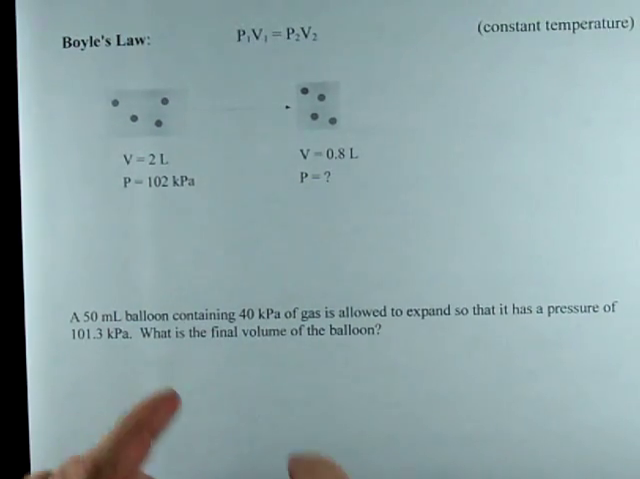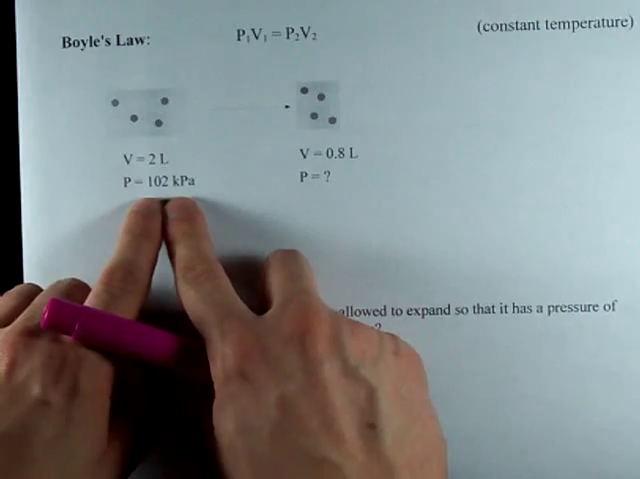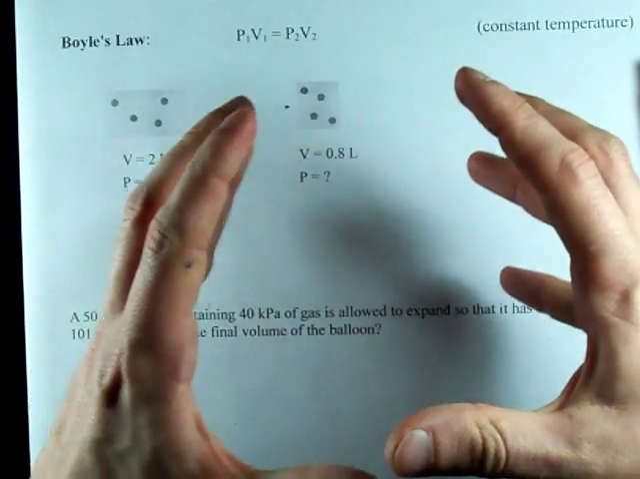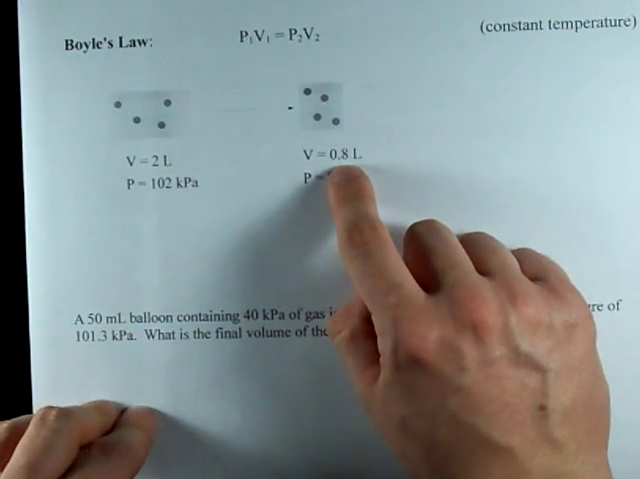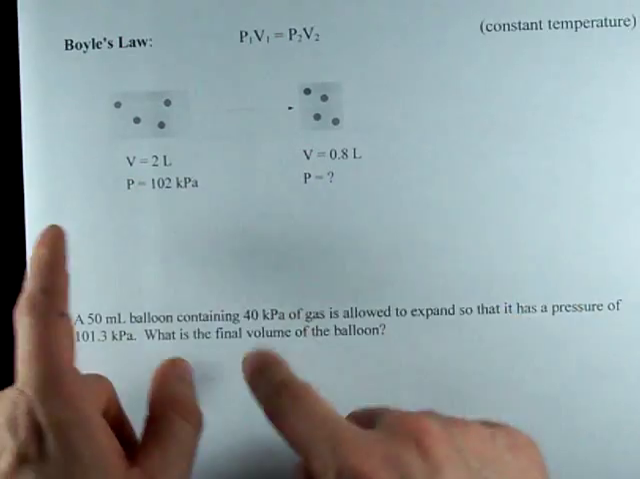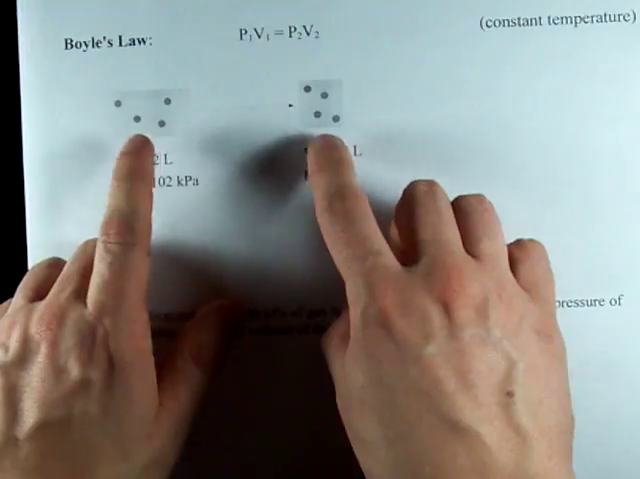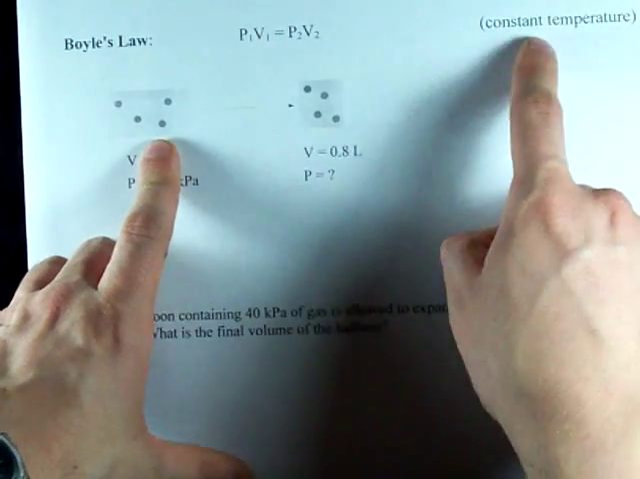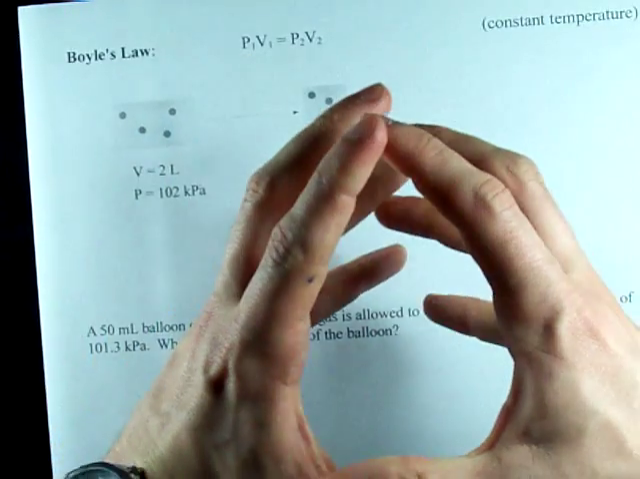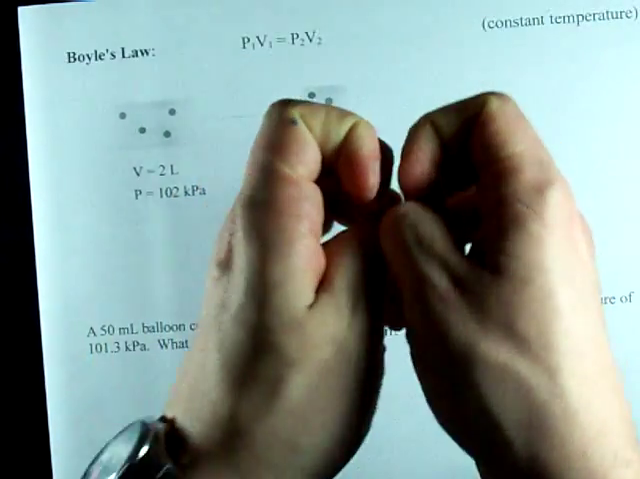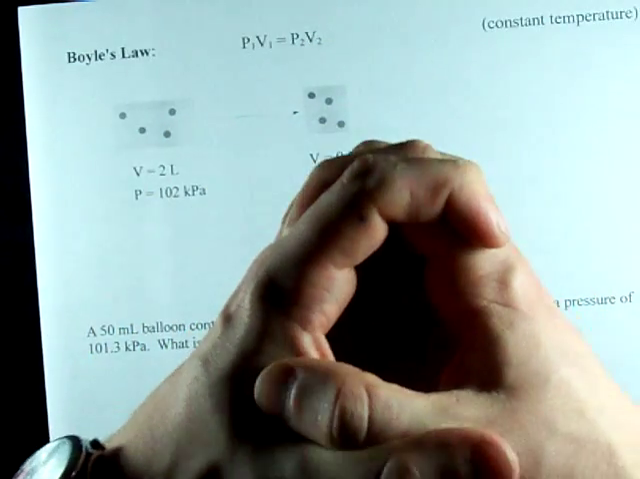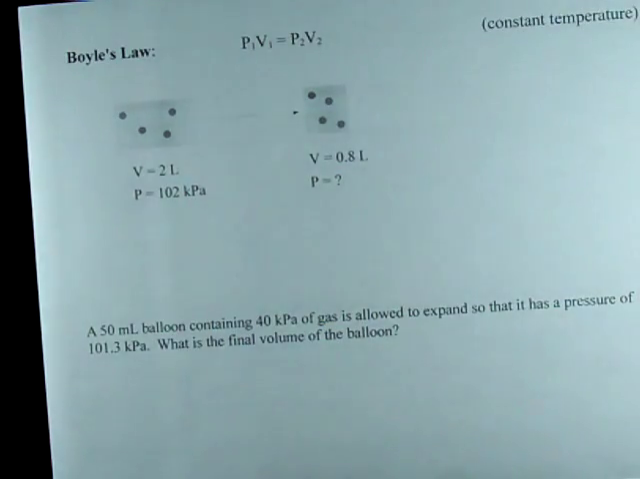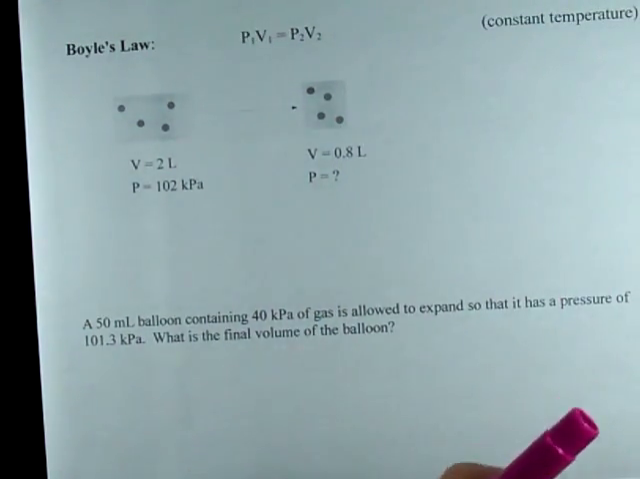Here's an example. I'm going to start with a 2-liter chamber, and it has 102 kilopascals of pressure inside, all right? But then I'm going to compress that chamber down to 0.8 liters. I want to know what the new pressure is inside. Now I have the same number of moles inside, and I'm going to assume the temperature is the same. So compressing that space down should increase the pressure inside. The molecules have nowhere to go, so they're under a higher pressure, trying to get out, forcing themselves against the walls. So how do we figure out what that new pressure is?